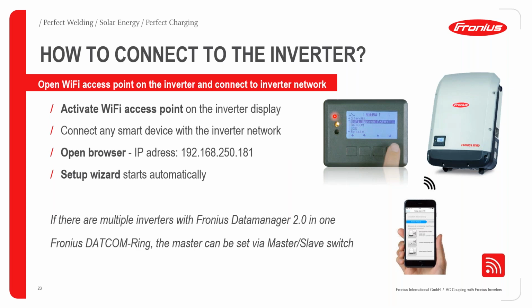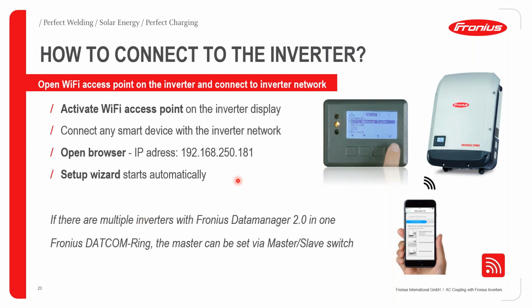And as most of you who have done a configuration using a Fronius inverter know, you need to activate the Wi-Fi access point from the Fronius Snap inverter through the display. So you go to the setup menu and then go to Wi-Fi access point, and once you activate it and have logged in to that SSID and entered the password, you need to open your browser, preferably Google Chrome, and in the IP address bar you enter 192.168.250.181, and that takes you through the configuration or setup wizard of the data manager of the Snap inverter.